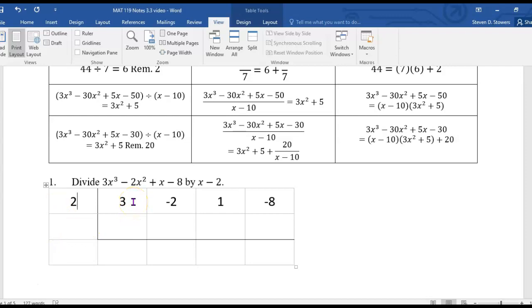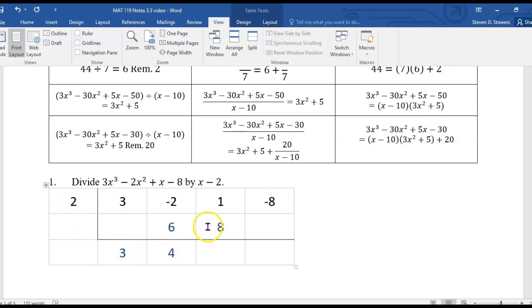Okay, so to start with, I'm just going to take this 3 here and bring it down and write it down here below the line. And now my multiplier 2 times that 3 gives me 6. And I'm going to write the 6 right here. Now I'm going to add down in this column, the -2 plus the 6 adds up to 4. And now I'm going to multiply 2 times 4 to get 8.